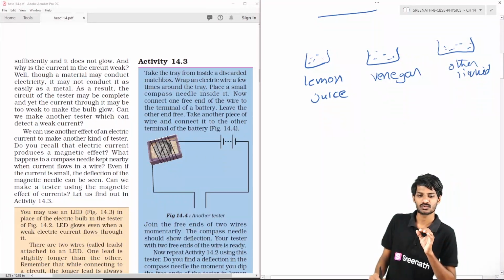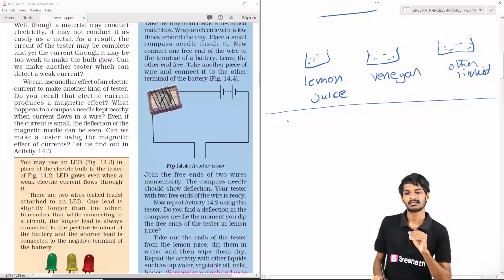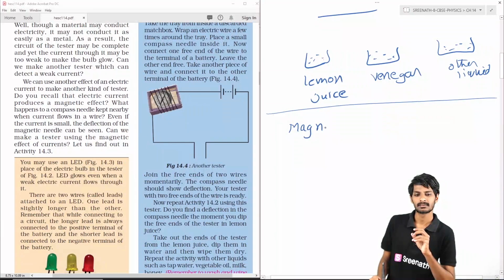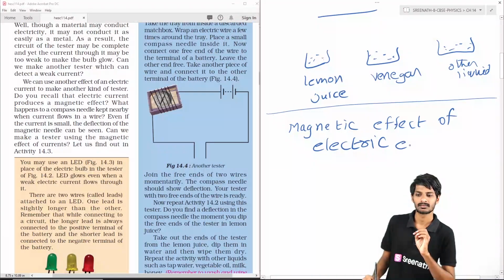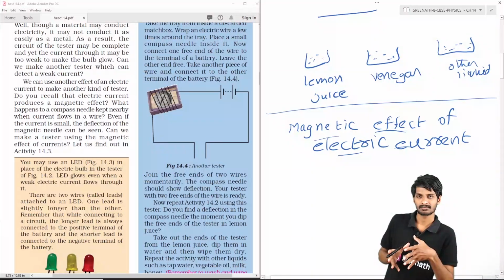So for that reason, students, we need to make another electrical tester to test whether the current is conducting or not. For that, we use another property of the current, that is the magnetic effect of electric current. We will use this concept to prepare a new tester.